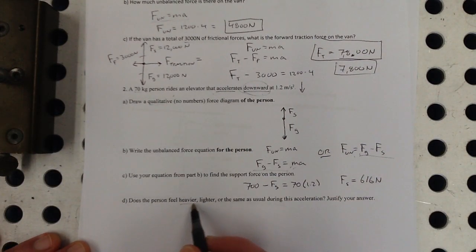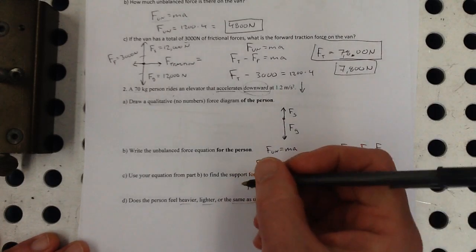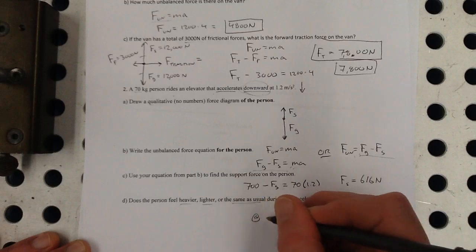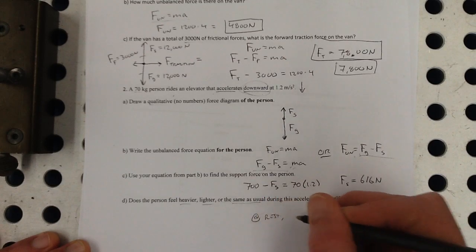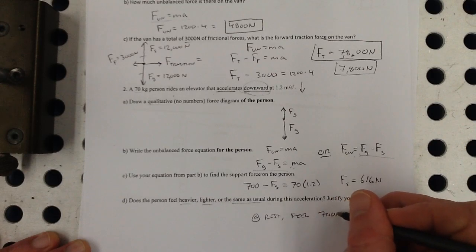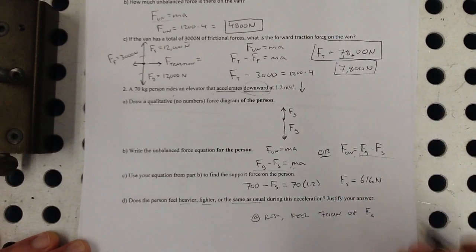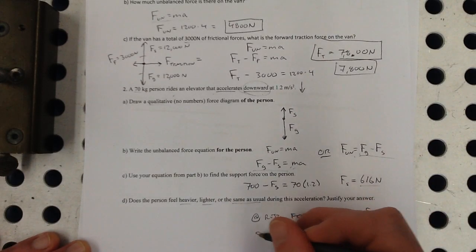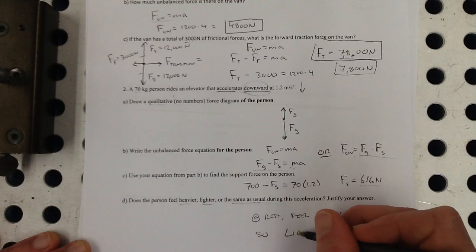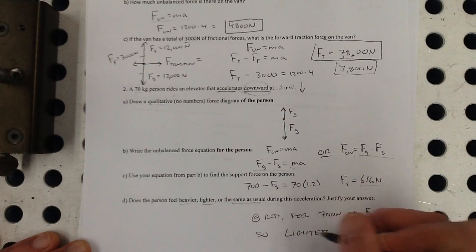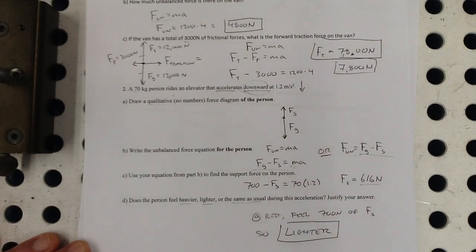Does the person feel heavier, lighter, or the same as usual during this acceleration? Well, if they were just at rest, they would feel 700 newtons of support force. And now they feel 616 newtons of support force. So they feel lighter, because how heavy we feel is how much support force we feel.